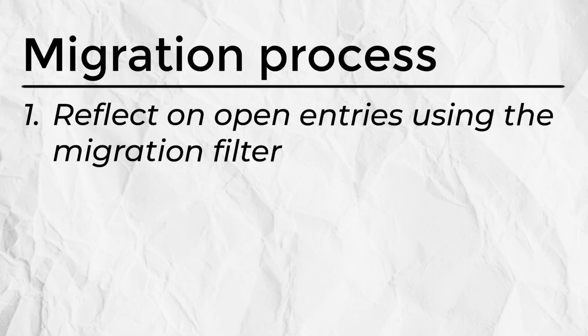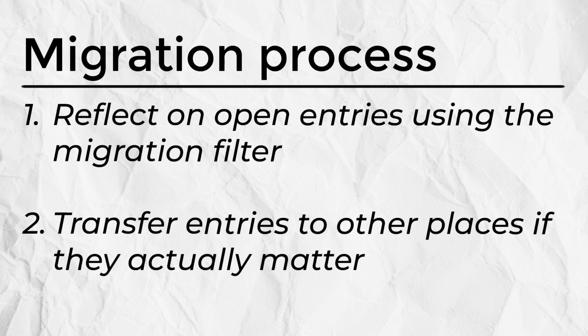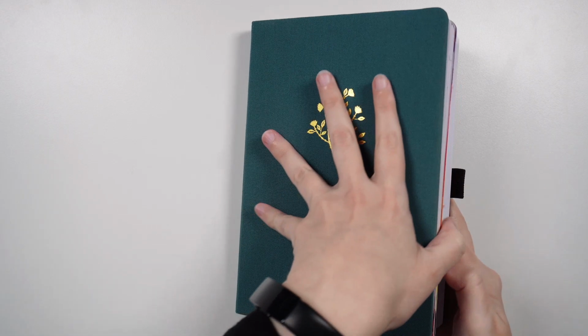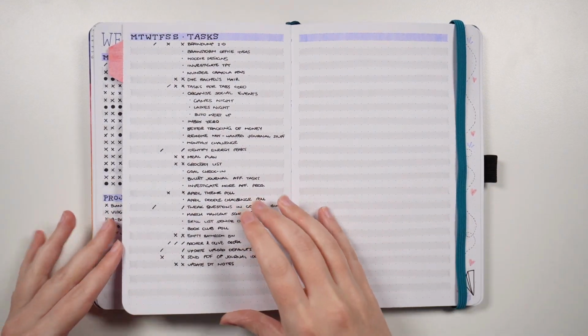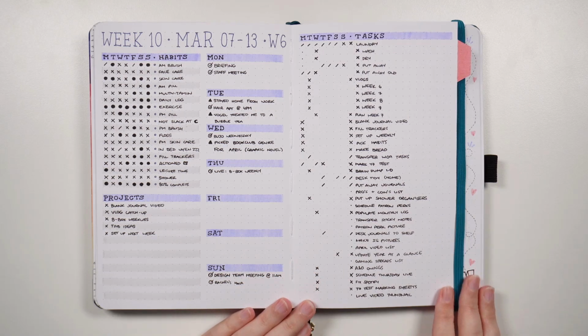How do we actually do weekly migration? Well, weekly migration has two main parts, the first of which is reviewing or reflecting on our open entries, and the second being transferring entries where they need to go. Here we have an example weekly log, and you can see that come the end of the week, we still have entries that have been left unaddressed. They haven't been started, or they haven't been finished.